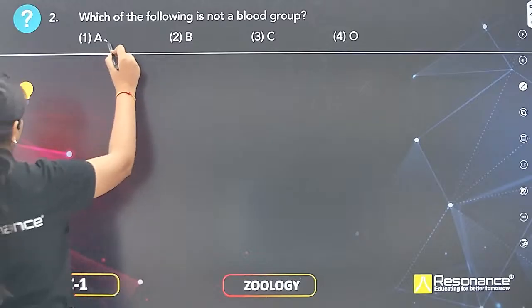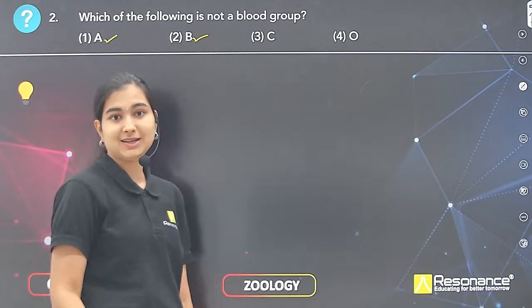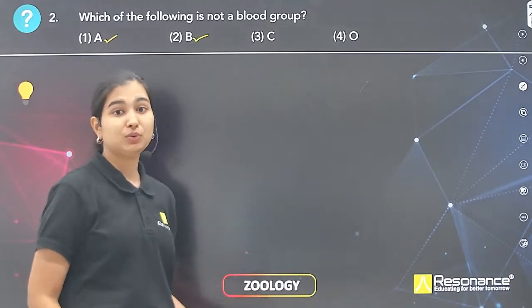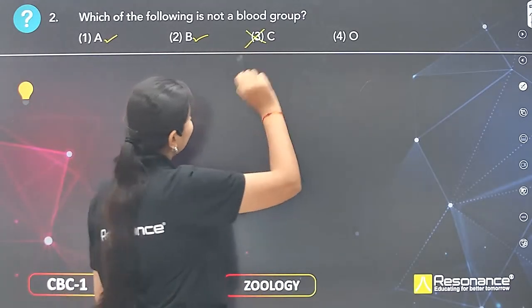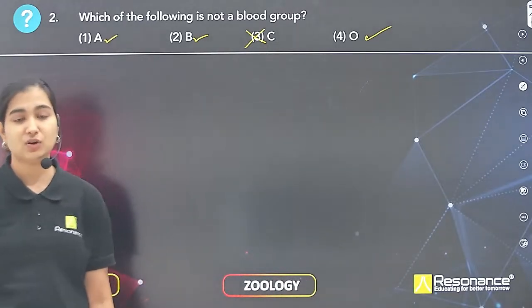A is a blood group, B is a blood group. Do we have C blood group, students? No, we don't have any antigen C. We don't have any blood group named C. We have O here because there are no surface antigens present on it.